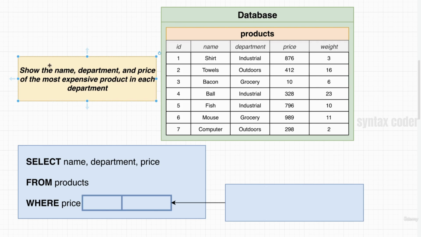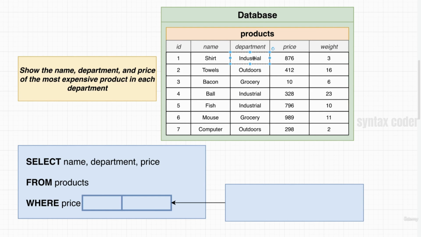So our goal is to show the name, department, and price of the most expensive product in each department. That is the goal. Let's first walk through this imaginary data set and make sure that we really understand what we're trying to do. So we would probably want to find all the unique departments to get started. In this case, it looks like the only departments we have are industrial, outdoors, and grocery. All the others are repeats of those same departments. So we would then look at each department one at a time.